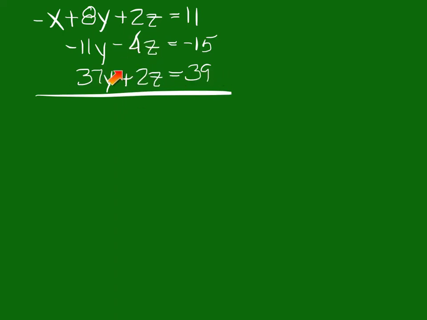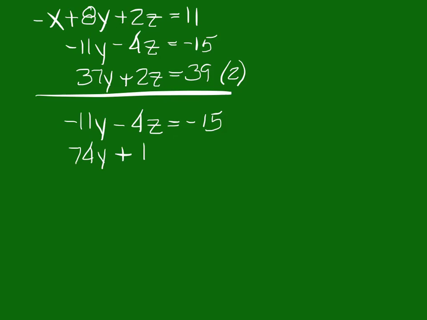What could I multiply this bottom equation by that would give me a 4 in this spot? Yeah, multiply it by 2. So we'll multiply this bottom one by 2. Keep the middle one the same. It already has a 4 in the z spot. And then on the bottom, we're going to multiply through by 2 to get 74y plus 4z equals 78.